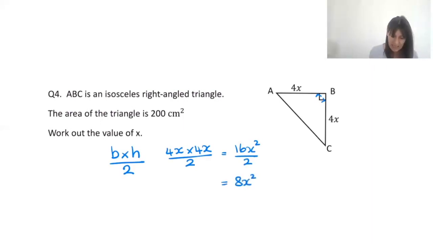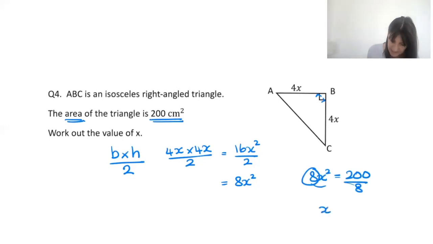Okay, now I know that my base times height divided by 2 is equal to the area, and they've told me the area is that value there. So that's telling me that my 8x squared must equal 200. All right, I'm going to divide through by my 8, which is going to give me x squared equaling 25, and then square root to give me x equals 5.